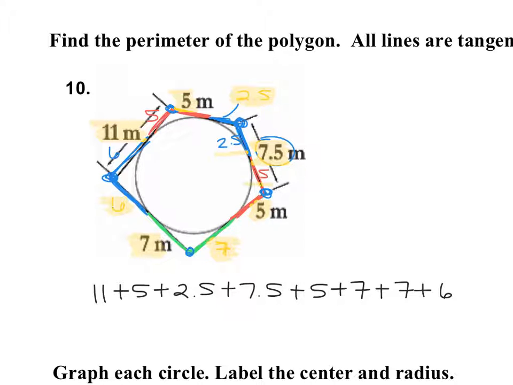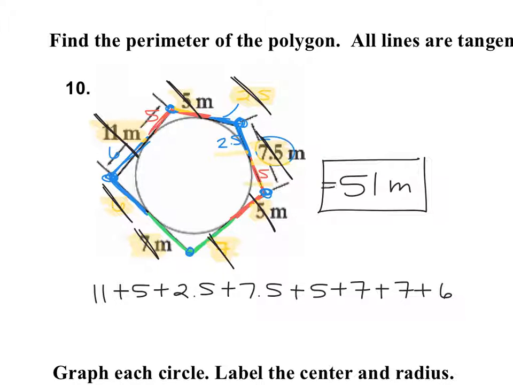Okay, if you need to as you go, just scratch them out. 11, 5, 2.5, 7.5, 5, 7, 7, and 6. That way you don't miss any. That way you don't double any. Just make sure you use them all, okay? So add that up. What'd you get? 51. Did everyone get 51? Because I'm not plugging it in right now. I don't want to give you the wrong number. Yes? All right, so your perimeter would be 51 meters. Okay, questions on that?